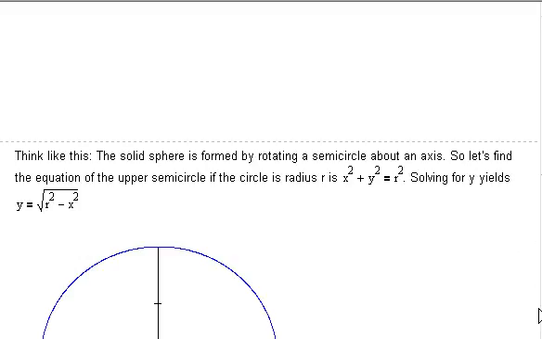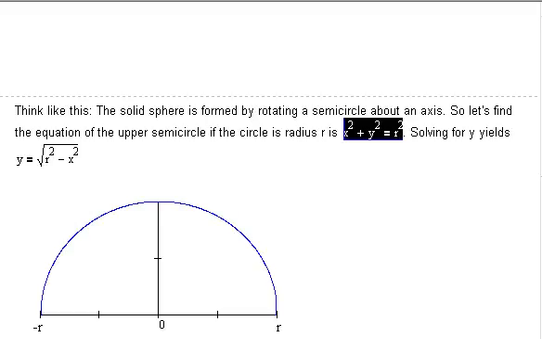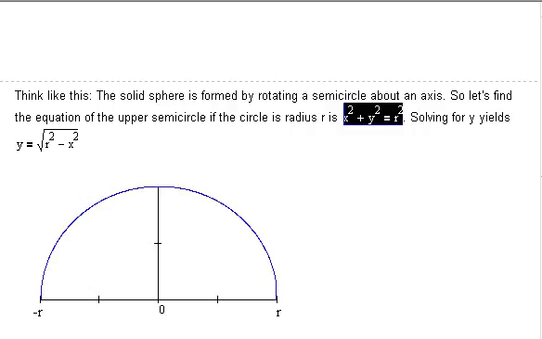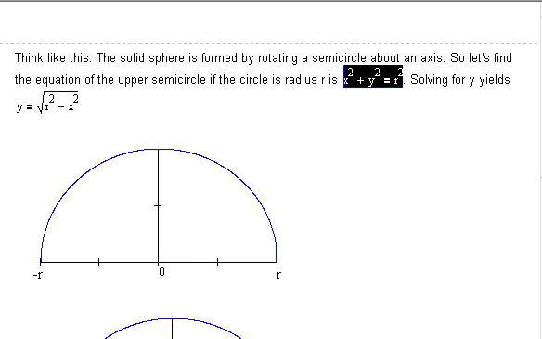So let's find the equation of the upper semicircle. If the circle is radius r, of course that would be x squared plus y squared equals r squared. Any good pre-calculus student knows how to find the equation of a circle with radius r and center at the origin. Solving for y leaves us with y equals, actually technically this should be plus or minus square root of r squared minus x squared, but we're just going to rotate the upper semicircle. And so there is this upper semicircle.